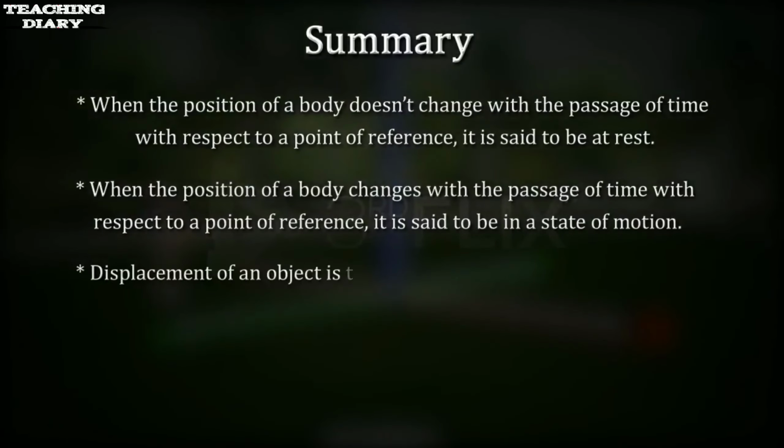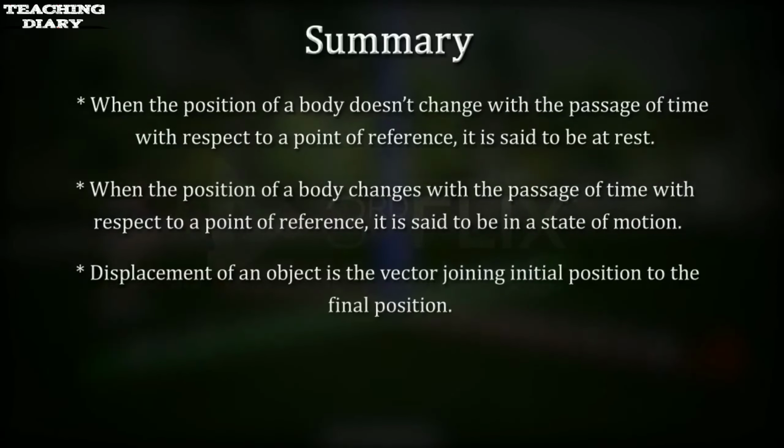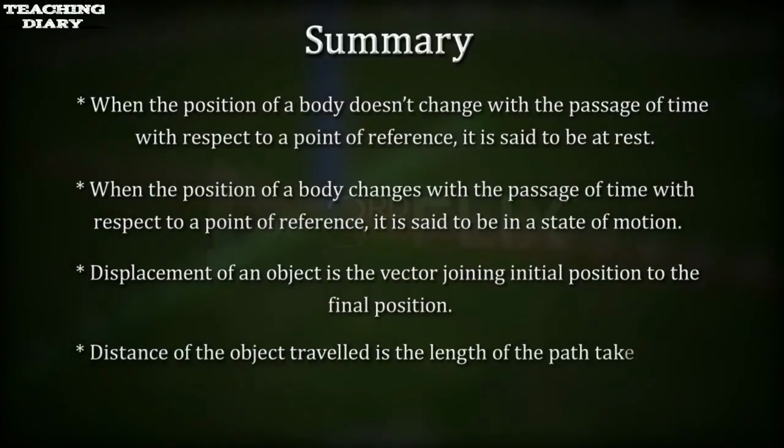Displacement of an object is the vector joining the initial position to the final position. Distance traveled by the object is the length of the path taken by the object.